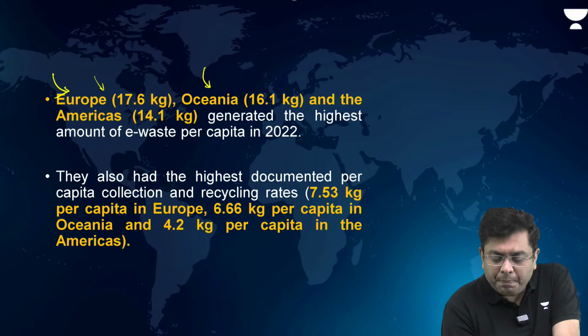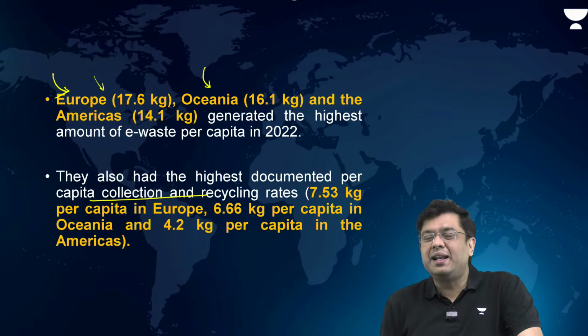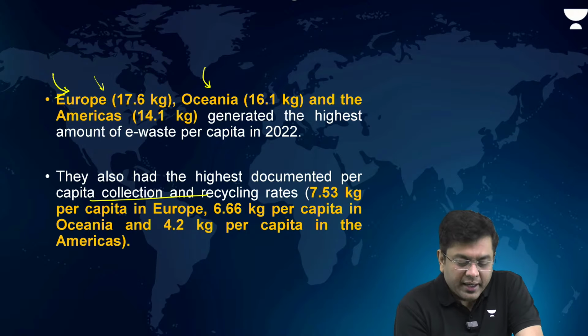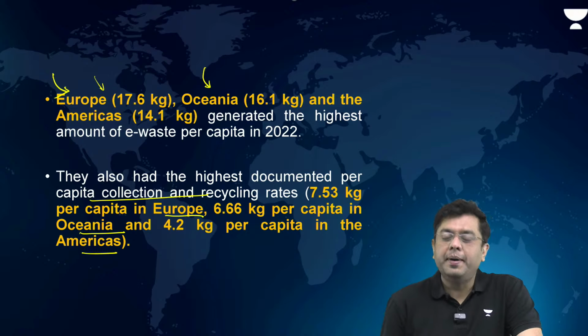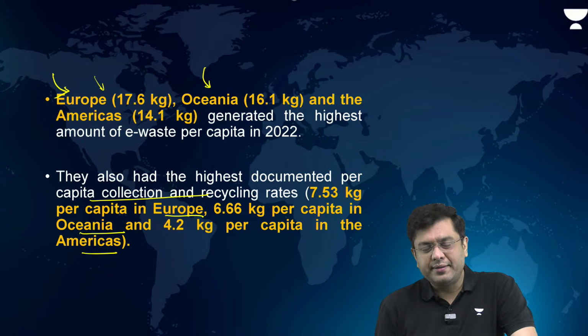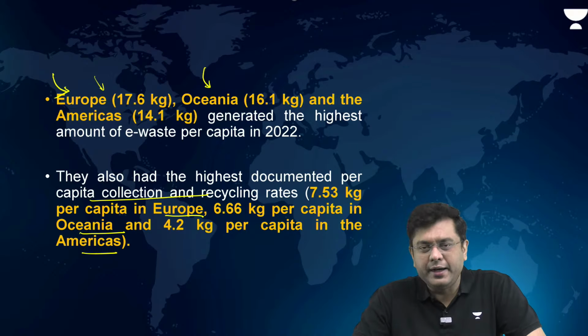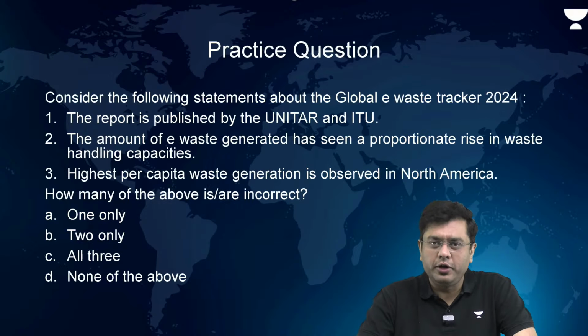Whereas, when we talk about per capita collection and recycling ability, it again follows a similar trajectory. That is Europe, followed by Oceania, and then followed by the Americas. So, highest waste generated and highest waste collected per capita in both of the cases, Europe.